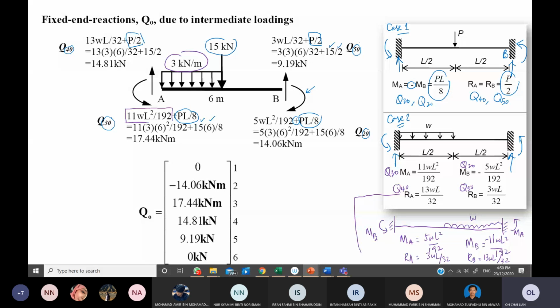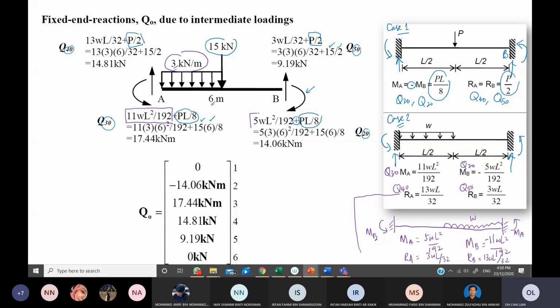Okay, just put in the W, 3 kilonewton per meter. The length here is 6 meter. That's all. Okay, that's what you do. And the Q2 naught is now 5 WL squared over 192.